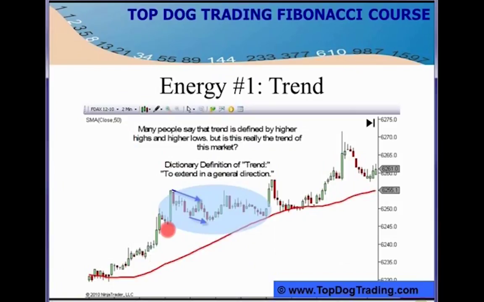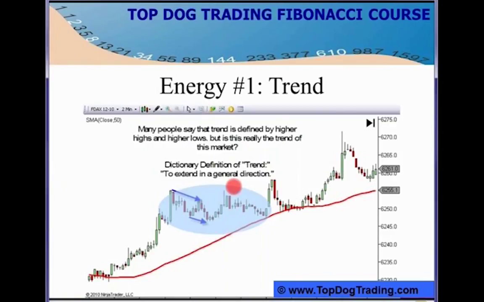Some people will say that trend is higher highs and higher lows. That is a half-truth, but really the dictionary definition of trend is this: to extend in a general direction. Now think about that, a higher low. For example, here we have a lower high and a lower low. So are we in a downtrend here? The answer would be no, we are not. That is not enough to define a trend. A trend is a long-term move to extend in a general direction.